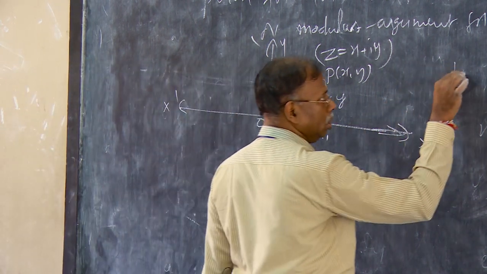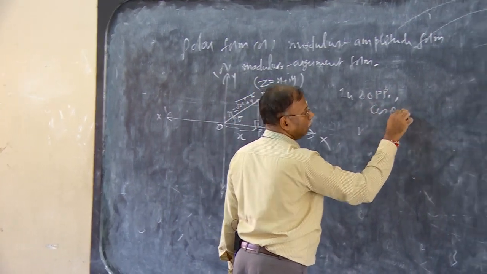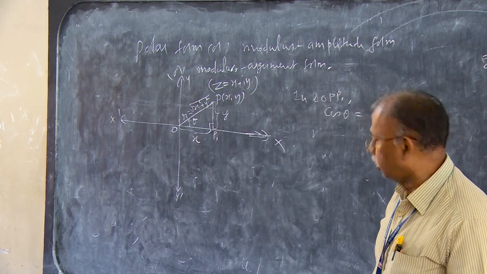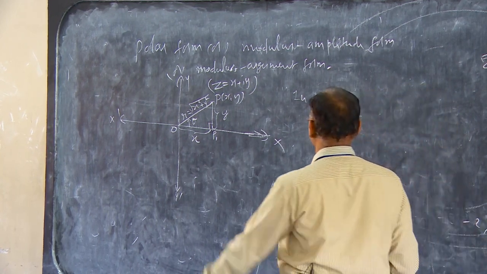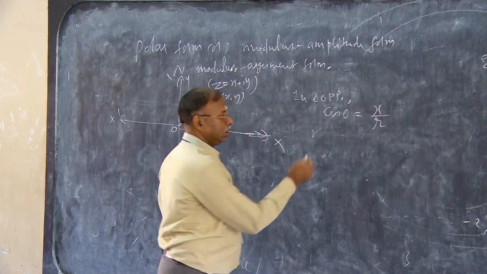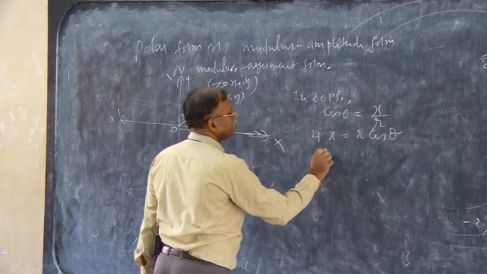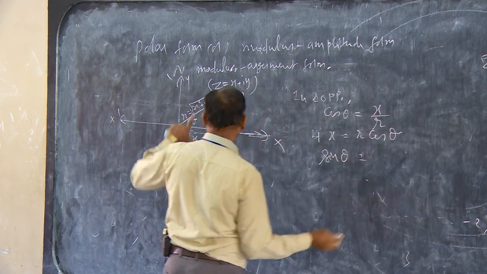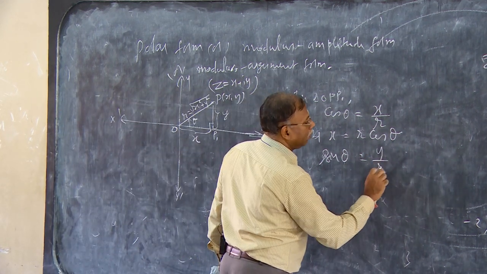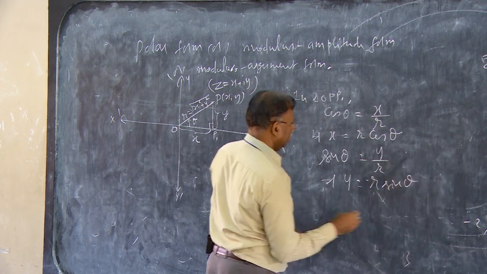I mark this particular angle as theta. Now, in triangle OPP1, if I try to find cos theta, look at the diagram: it is adjacent side by hypotenuse. It reduces to x by r, which implies x equals r cos theta. Similarly, sine theta is opposite side by hypotenuse, which is y by r, which implies y equals r sine theta.